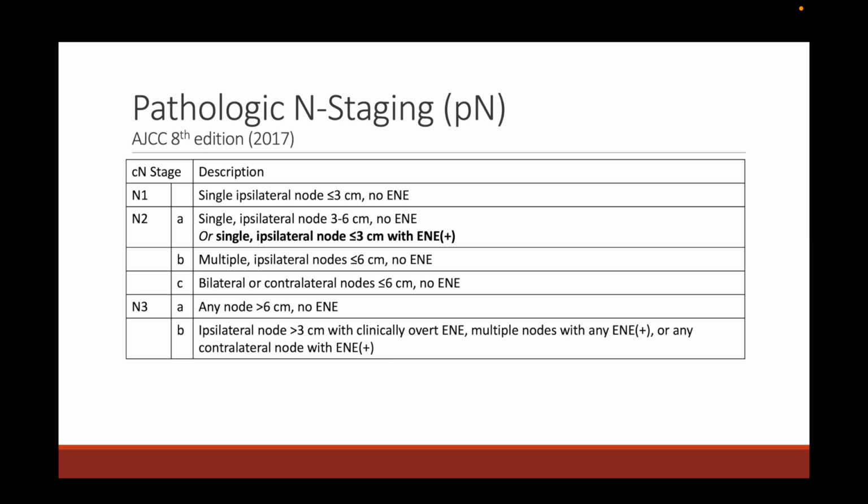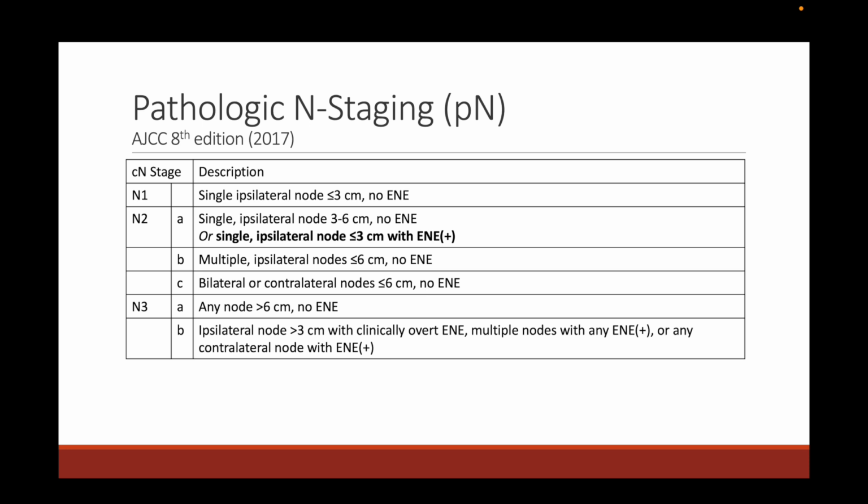Everything else is exactly the same as it was in the clinical nodal staging. So for the pathologic nodal staging, N1 is still a single ipsilateral node that's 3 centimeters or smaller without ENE. N2A still includes a single ipsilateral node that's 3 to 6 centimeters without any ENE, but it also includes a single ipsilateral node that's 3 centimeters or smaller with ENE present.